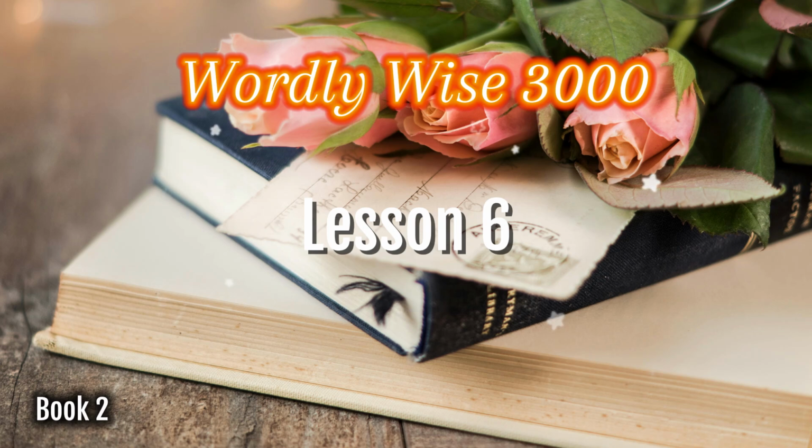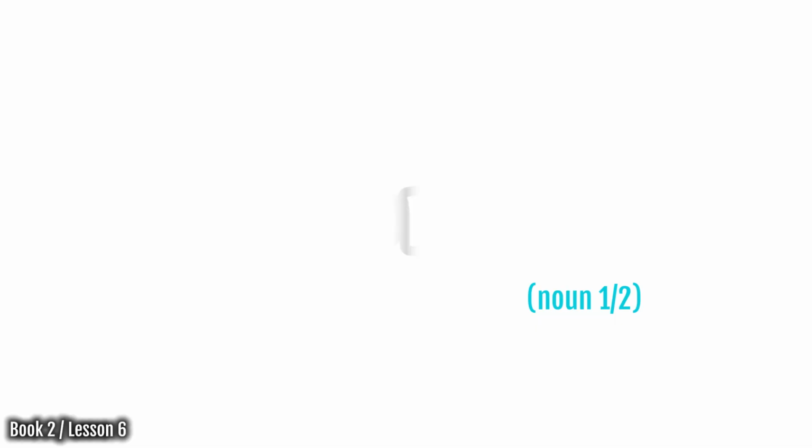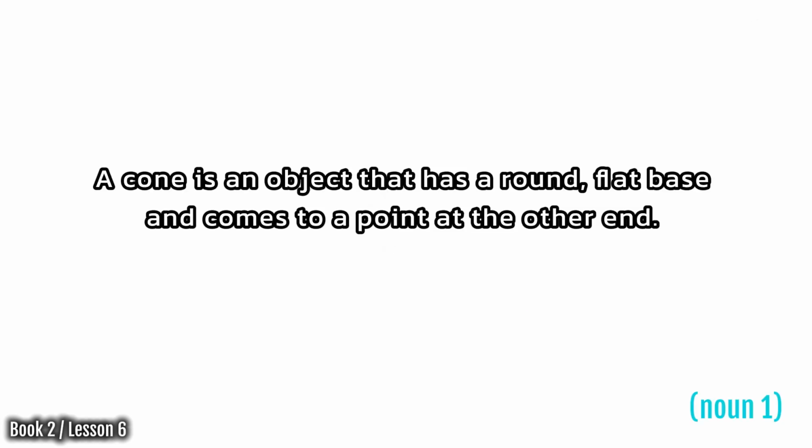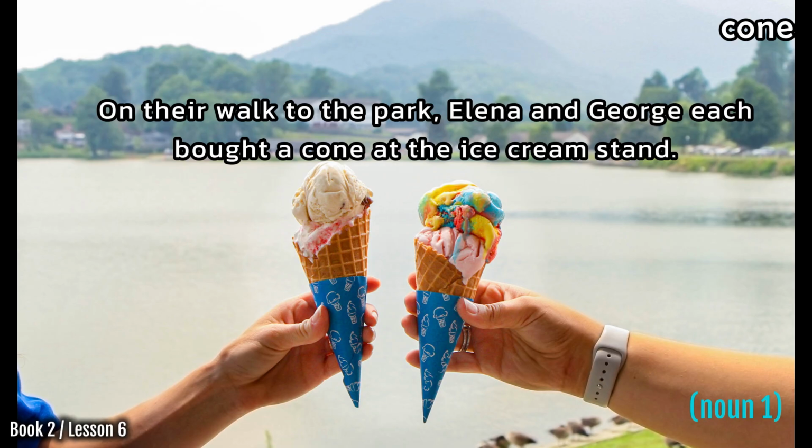Book 2, Lesson 6. Cone. Say cone. Cone has two meanings. A cone is an object that has a round, flat base and comes to a point at the other end. On their walk to the park, Elena and George each bought a cone at the ice cream stand.